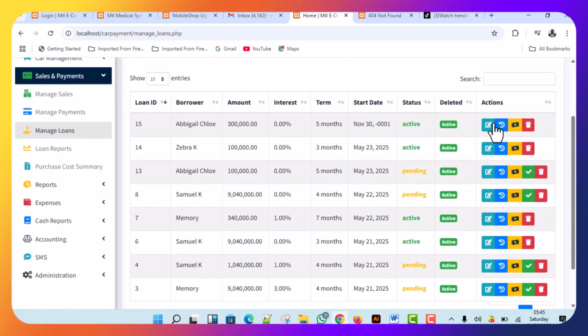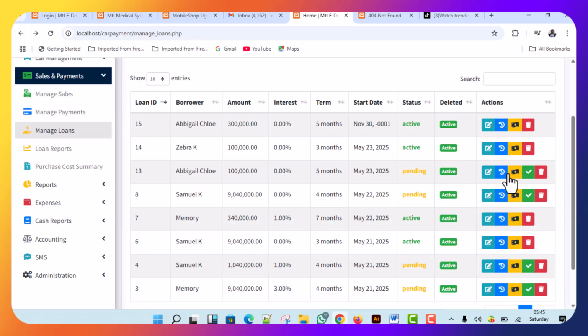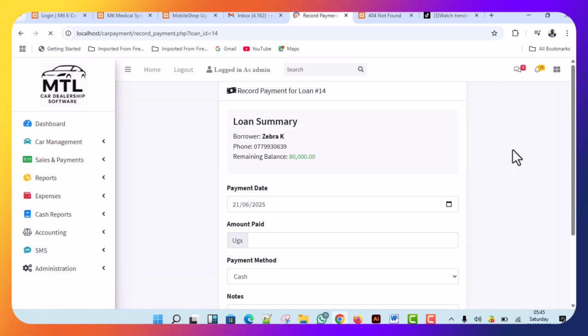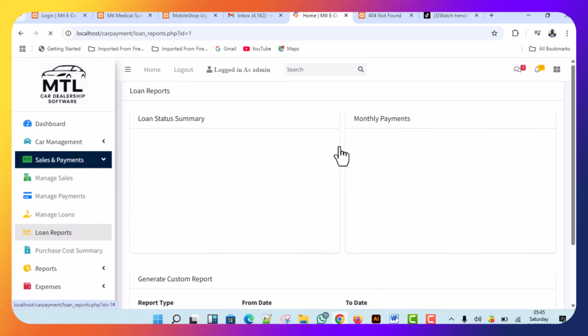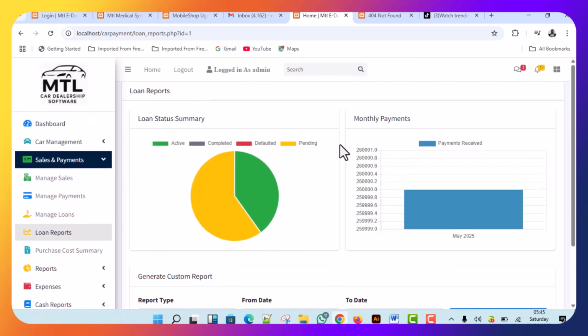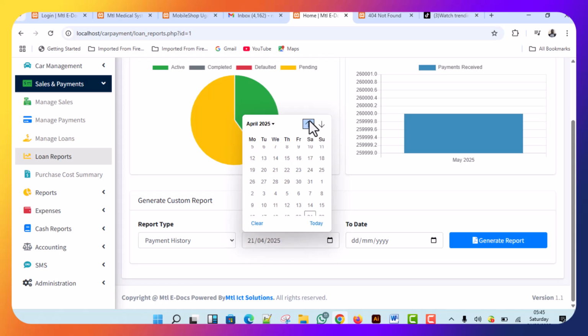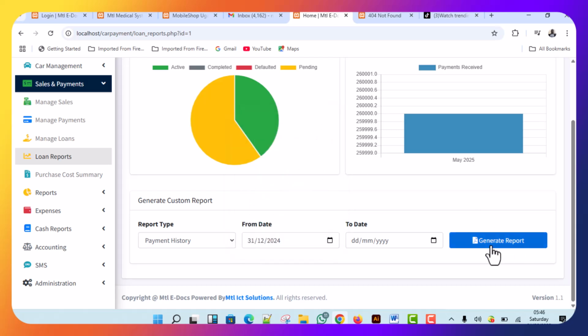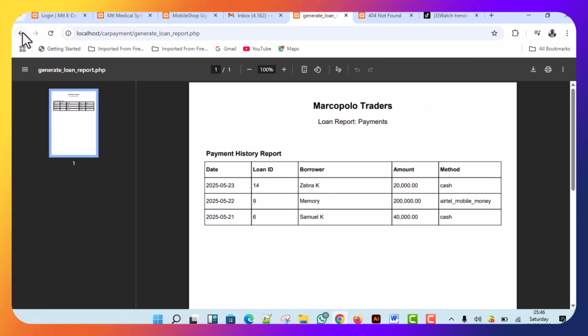You can edit, you can view payment history. Yeah. You can delete, you can withdraw the payment. Record the payment or the loan. Yeah, all that. So you can also look at the loan report. Yeah, this is the loan report. You can always generate history on all the loans. You can just backdate and generate. So this is the way it is performed.